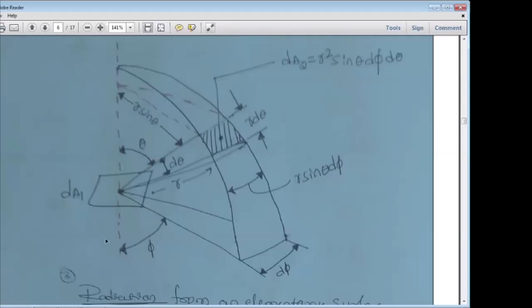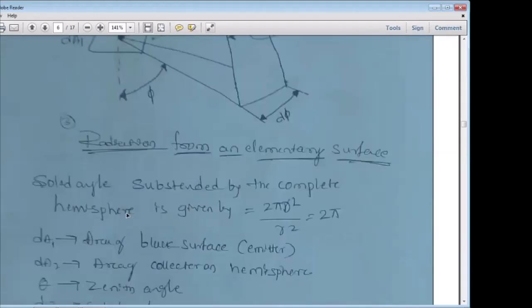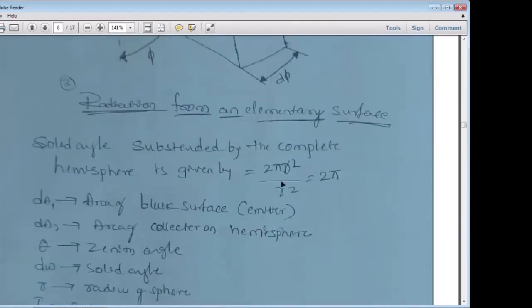Then what is the solid angle? The solid angle subtended by the complete hemisphere is given by 2 pi r square divided by r square. What is the 2 pi? A full sphere would be 4 pi r square actually, but the hemisphere, considered from the vertex, is 2 pi r square divided by r square. Here r is the radius of the sphere, so r square gets cancelled and the solid angle is equal to 2 pi.